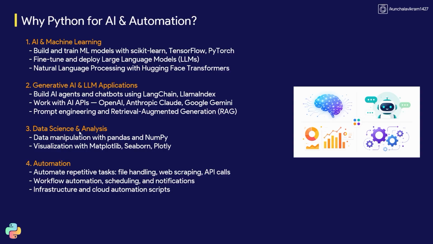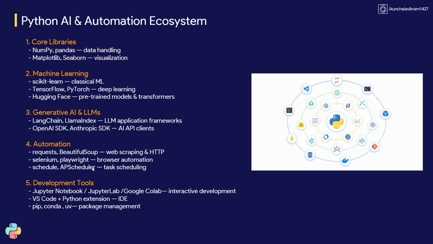For data science and analysis, pandas and NumPy handle data manipulation, while Matplotlib or Seaborn and Plotly cover the visualization part. Like you can visualize your entire data set. And for general automation, Python is ideal for automating repetitive tasks like file handling, web scraping, API calls, or system testing. So it handles workflow automation, scheduling, notification, and even infrastructure and cloud automation scripts can also be written in Python.